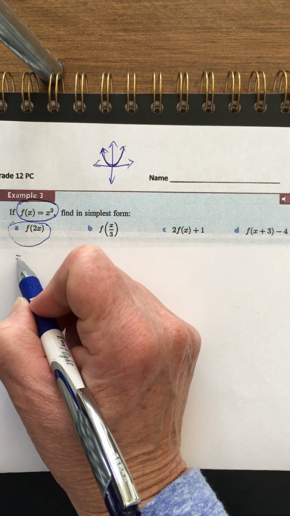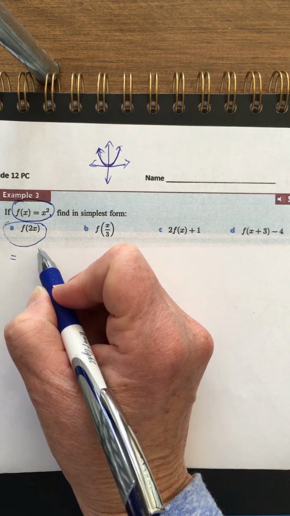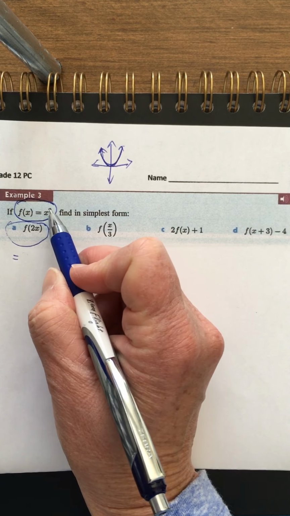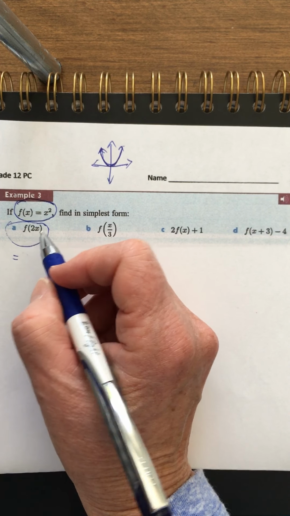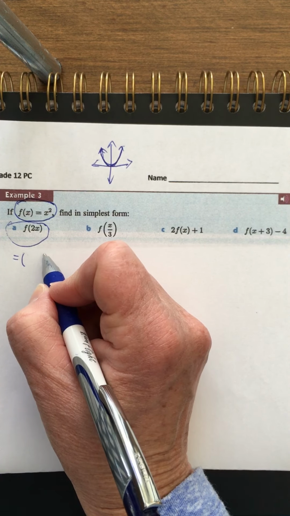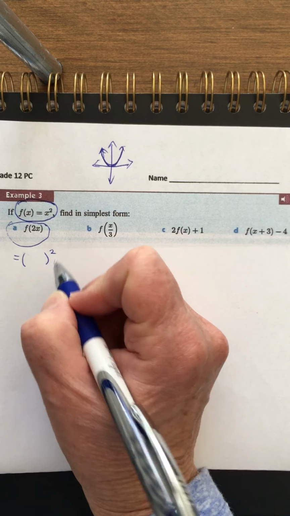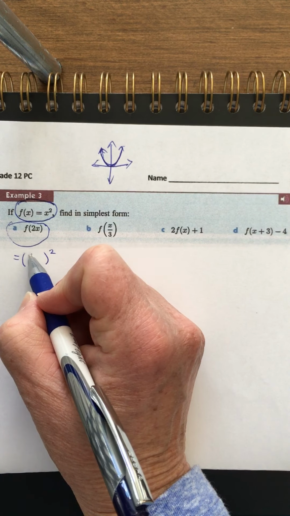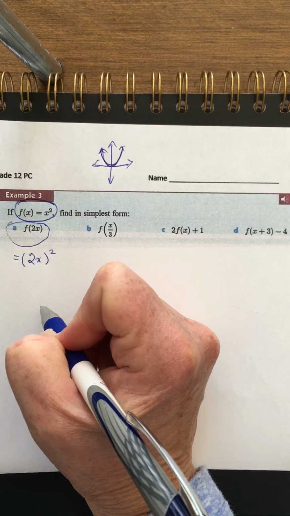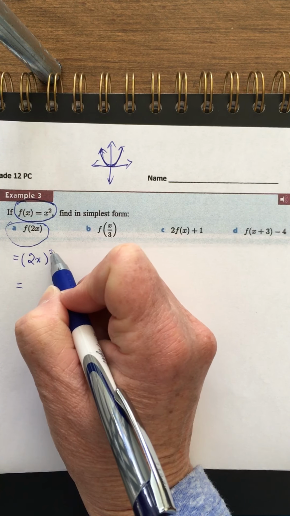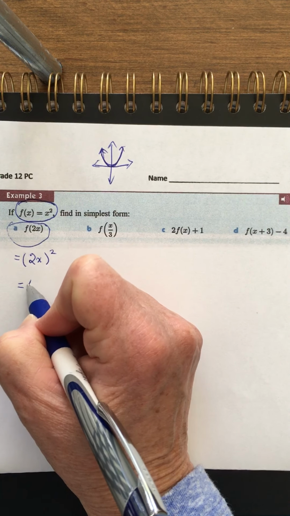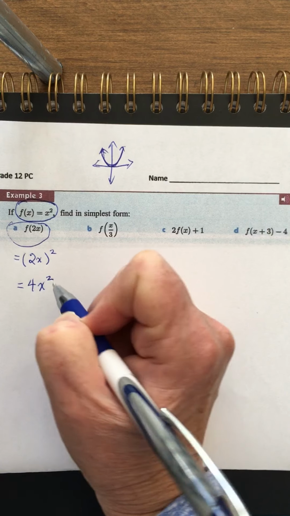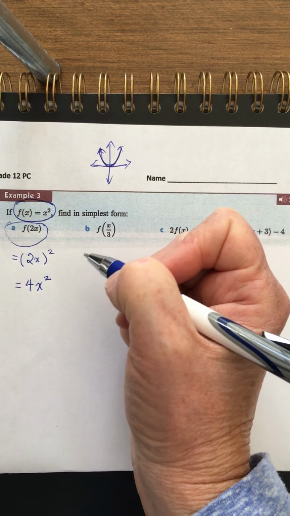So this f of 2x would equal, how I'm going to do this is I'm going to copy down my f function, but instead of putting an x, I'm going to put a bracket where the x goes, because that's the expression that then goes in that bracket. To simplify, this exponent applies to both things in the brackets, so that equals 4x squared.